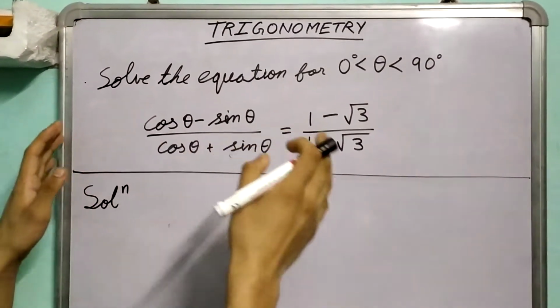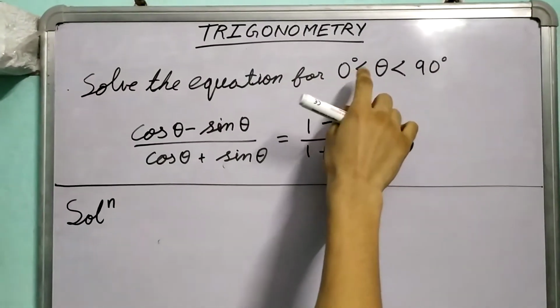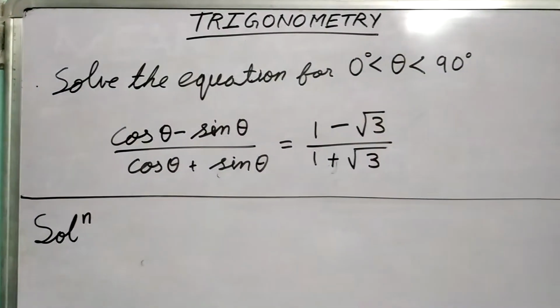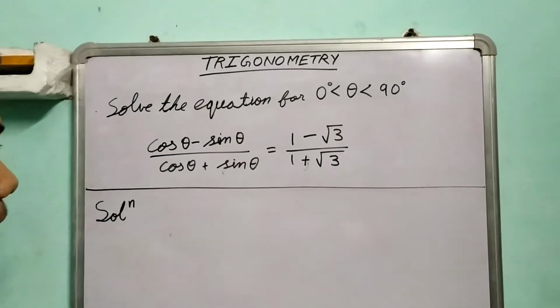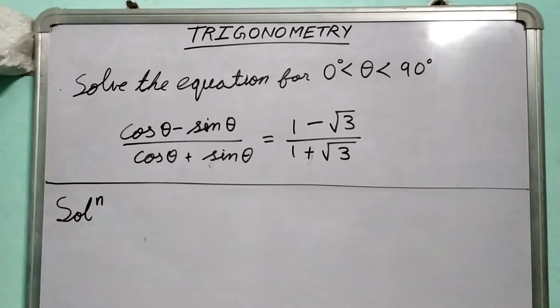So we need to solve this equation for 0 degree less than theta, which itself is less than 90 degree. What they mean is theta is an acute angle. And this equation, you obviously have to solve for theta. There is no other variable here.